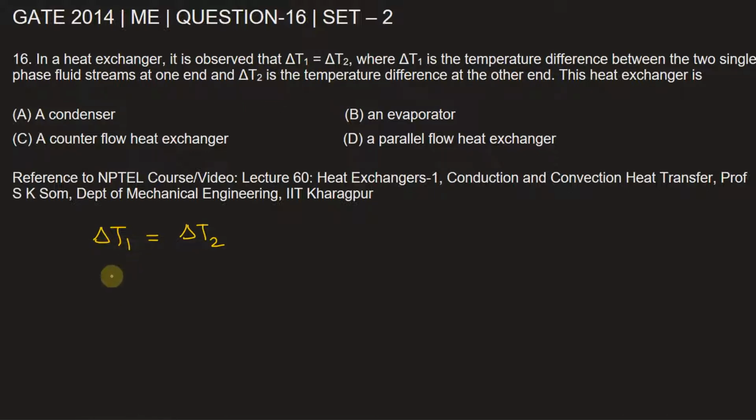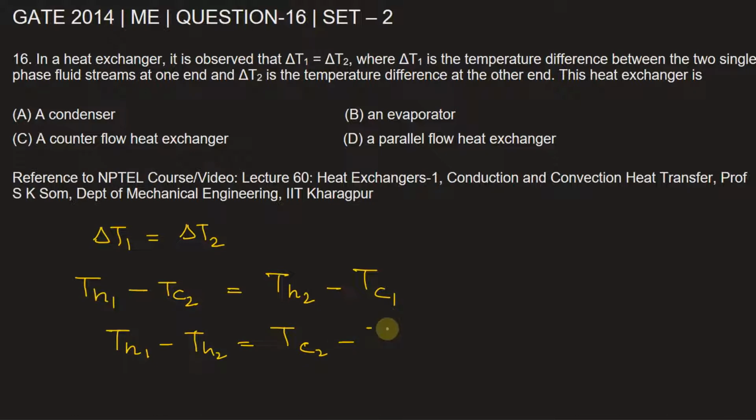So delta T1 we can write as the temperature of hot fluid at 1 minus the temperature of cold fluid at 2. This is equal to the temperature of hot fluid at 2 minus the temperature of cold fluid at 1. So again we can write this as TH1 minus TH2 is equal to TC2 minus TC1.